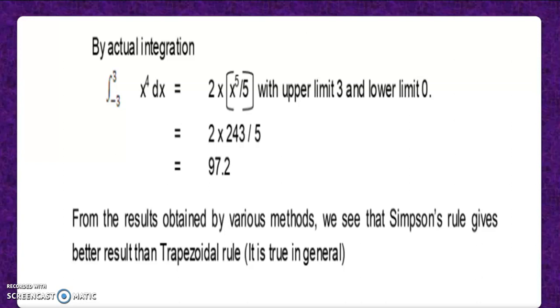97.2. If you compare this result with our previous three values, we can observe that only Simpson's rule gives a better result when compared with the trapezoidal rule.